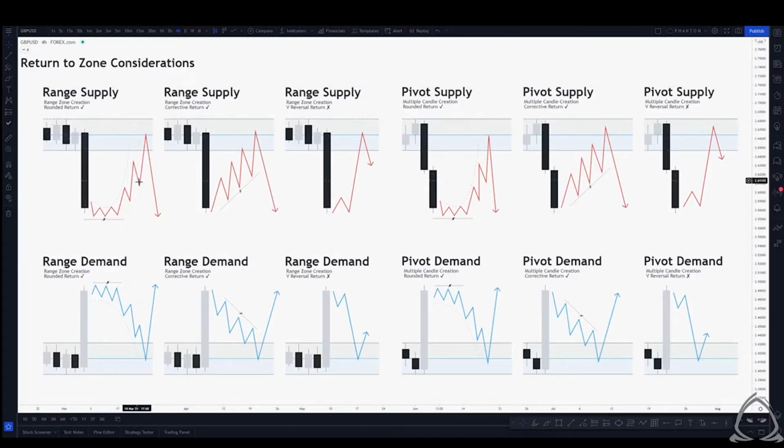If we're looking at the rounded return, what we end up seeing is price very slowly rounding out into that supply zone. And more often than not, what we see is liquidity being built on the downside and on the slope or return back in. Now we'll touch on liquidity in a later section, but just keep that in mind as we progress to the next sections. We can see that again in the demand section where we have this rounded return where price slowly rounds back into the demand zone.